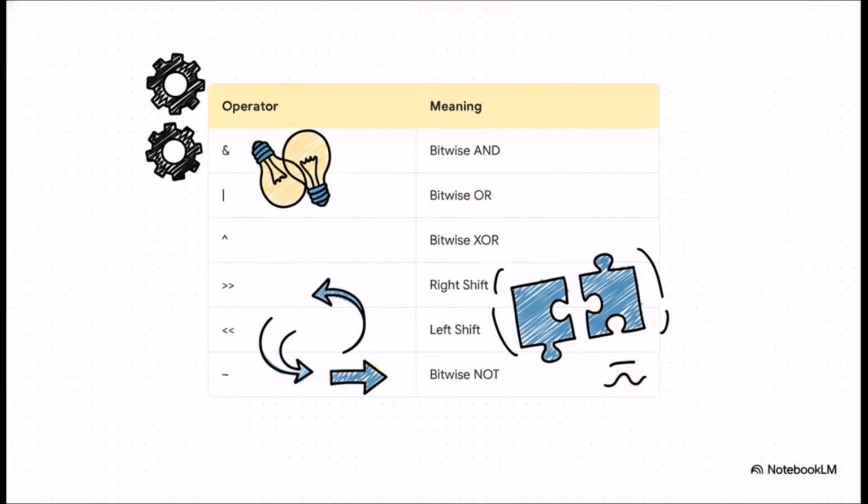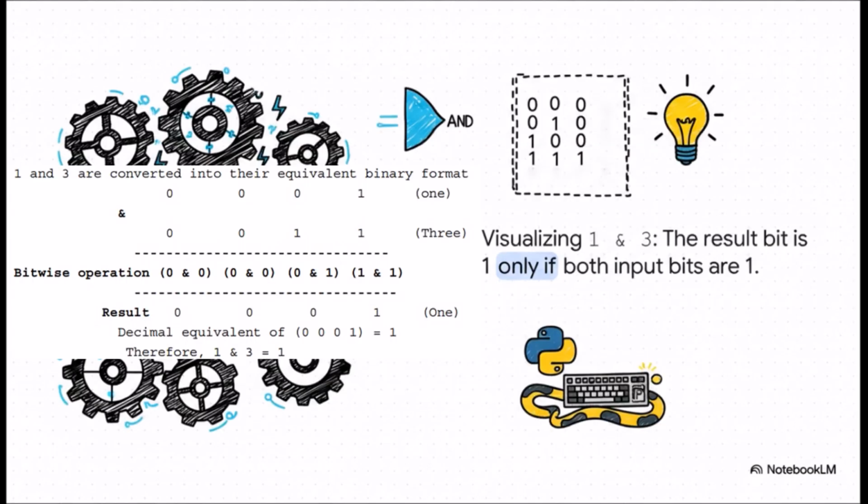And here they are. You'll see symbols like the ampersand for and that vertical bar for or. Now, I know they seem a little abstract, but they allow programmers to manipulate data at its most fundamental level. This is the kind of stuff you'd use in graphics programming or networking or anywhere that squeezing out every last drop of performance is critical. This visual really helps make the process clear.